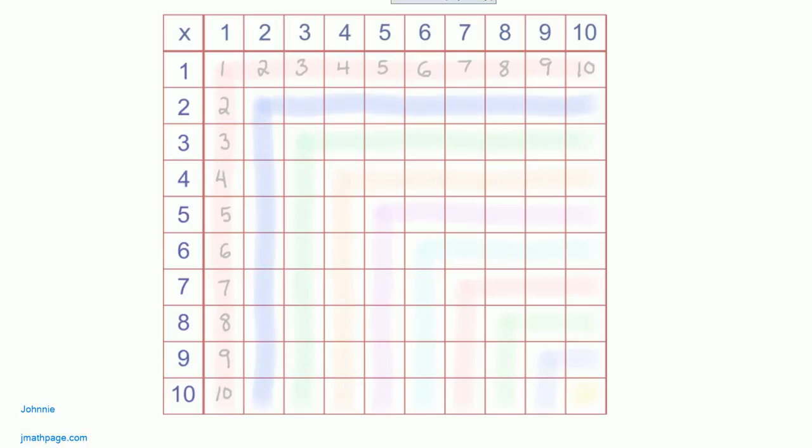Let's try these numbers. Starting here. 2 times 2 equals 4. 2 times 3 equals 6. 3 times 2 equals 6. 2 times 4 equals 8. 4 times 2 equals 8. 2 times 5 equals 10. 5 times 2 equals 10.